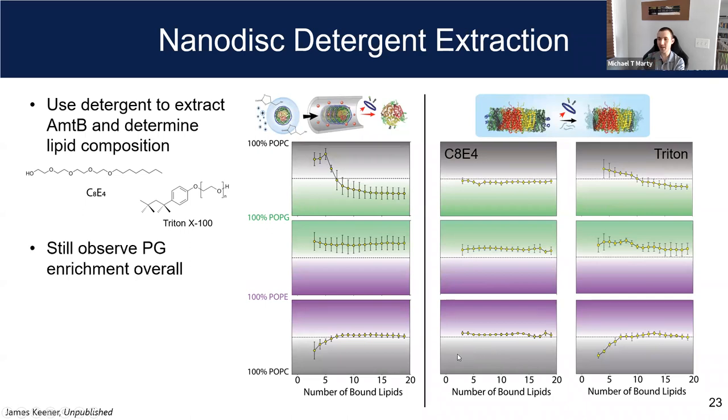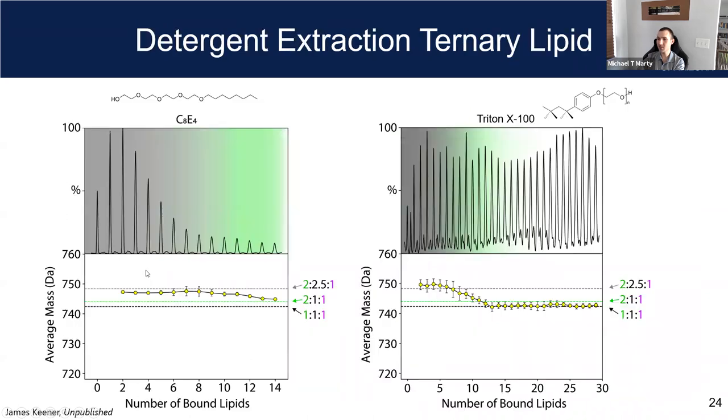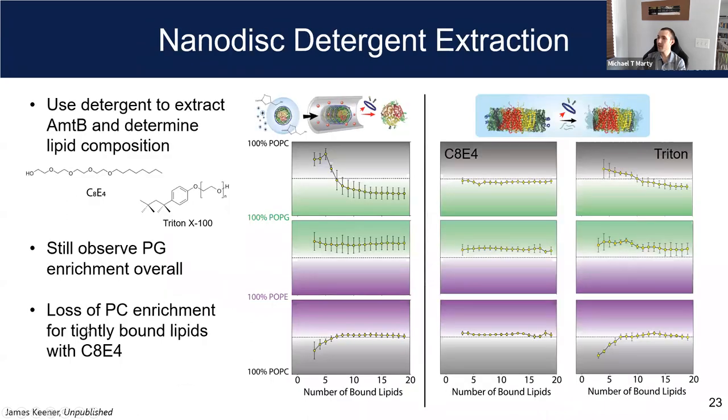And I say that because in Triton, we don't see that disruption. So in Triton, you can see now, this looks nearly identical to the gas phase data. This again looks very close to the gas phase data, although the C8E4 does as well. This doesn't look quite as specific, but we do see that same trend where it's overall enriched in PG down here and PC up here.